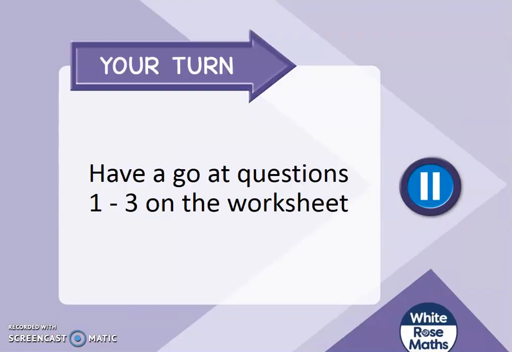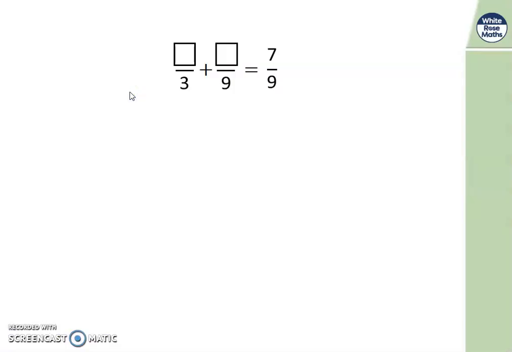Let's move on. Have a look at this one. How many thirds add how many ninths equals 7/9? So at the moment they are not the same. So we apply our principle of having to have the same common denominator. We're going to convert our thirds into ninths.